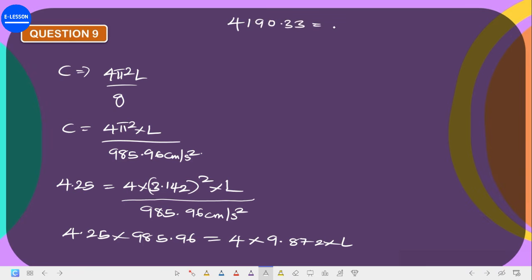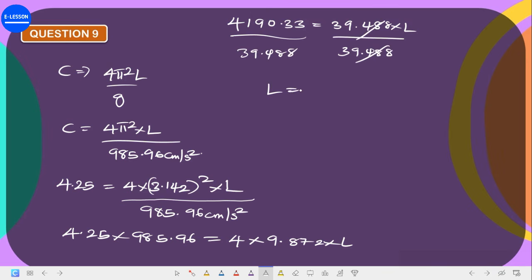4,190.33, which equals, when you multiply 4 times 9.872, 39.488 times L. When this cancels this, your L will be equal to 4190.33 divided by 39.488.